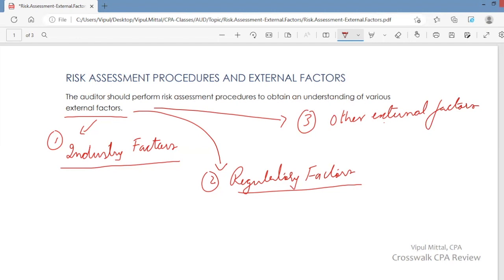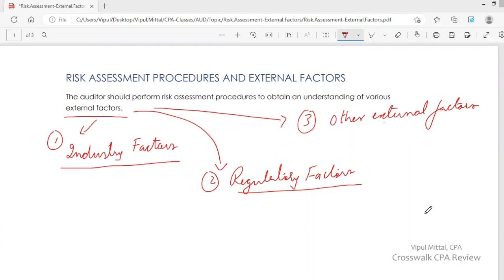So you obtain understanding of industry factors. In which industry the entity operates? What is the market? What is competition? Whether these activities are seasonal or non-seasonal? What product technology they are using? So you obtain an understanding of various industry factors, and this is part of your risk assessment exercise.